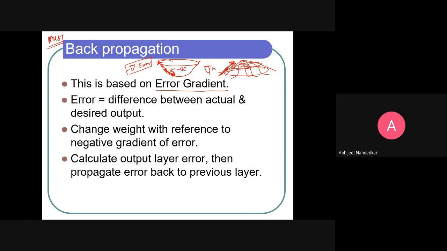So based on this principle, we are going to train our networks. The error here is the difference between the actual output and the desired response. The difference between them is used for creating the error signal. So the change in weight with reference to the negative gradient of error is used to train the network. How it is used, we will see quickly.